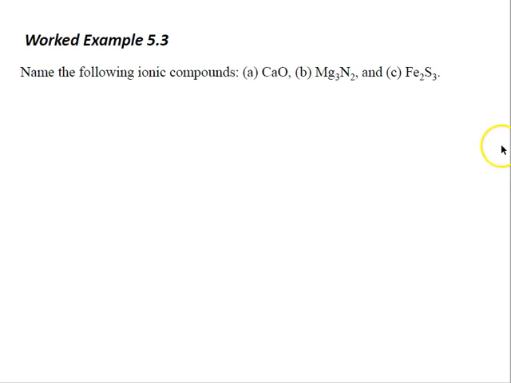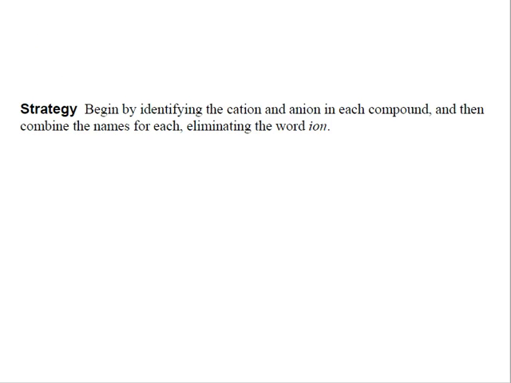All right, now let's practice with the naming. We have A, which is CaO, B, MgN2, and C, Fe2S3. We want to identify the cation and anion in each compound. As I mentioned, the cation is written first, which is the metal. The anion is written second, which is the nonmetal. You will just state the name of the metal from the periodic table, and for the anion, you're going to use usually about the first syllable of it and then add an IDE ending. So it will have an "ide" ending.